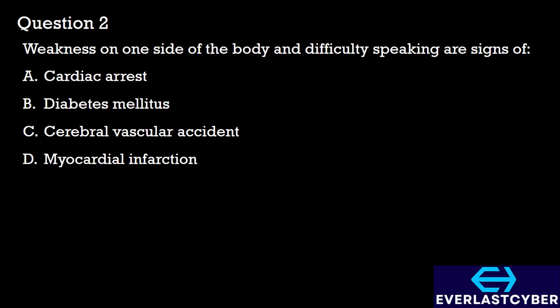Weakness on one side of the body and difficulty speaking are classic signs of a cerebral vascular accident, commonly known as a stroke. A stroke occurs when blood flow to a part of the brain is disrupted, either due to a clot or a bleed, and this can result in damage to brain tissue. These symptoms indicate that the area of the brain responsible for motor function and speech may be affected.